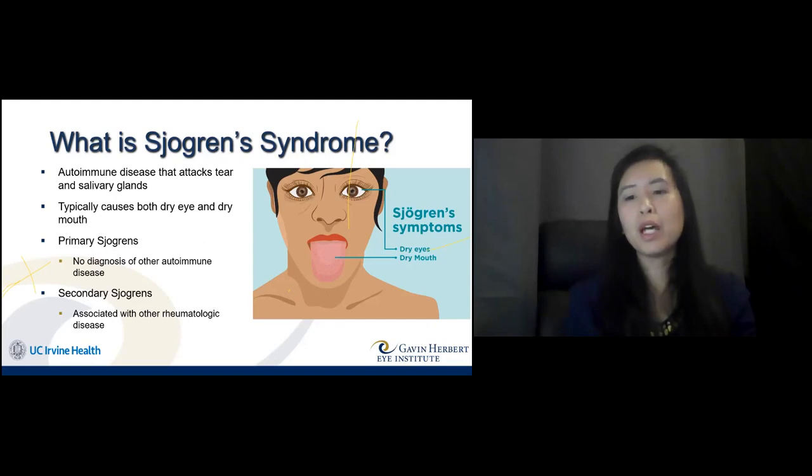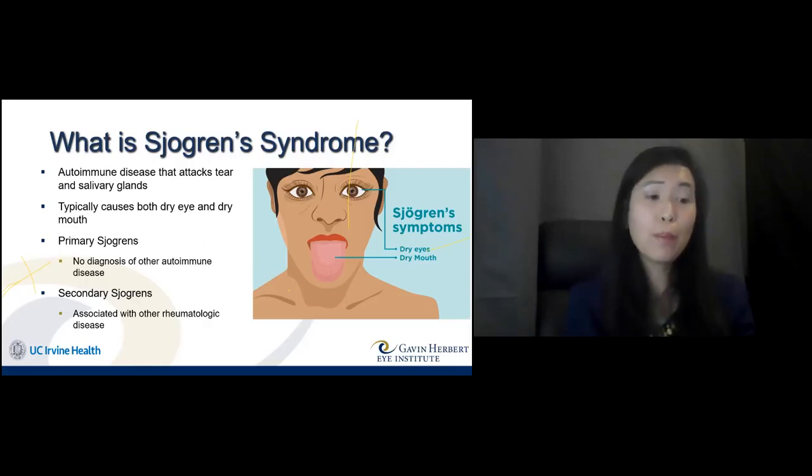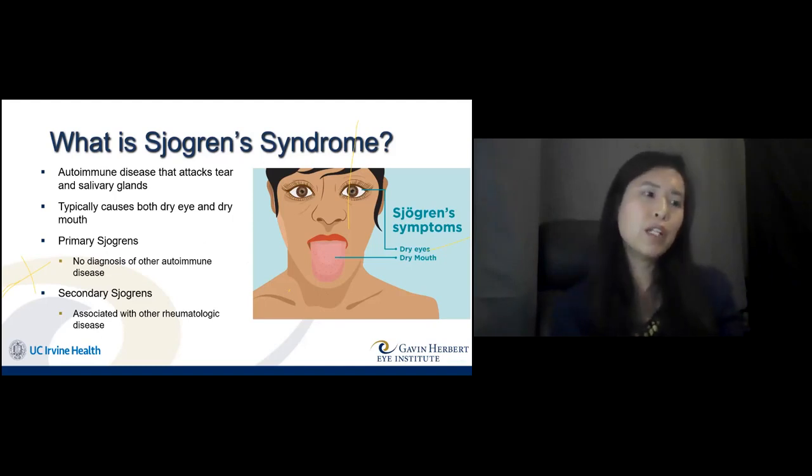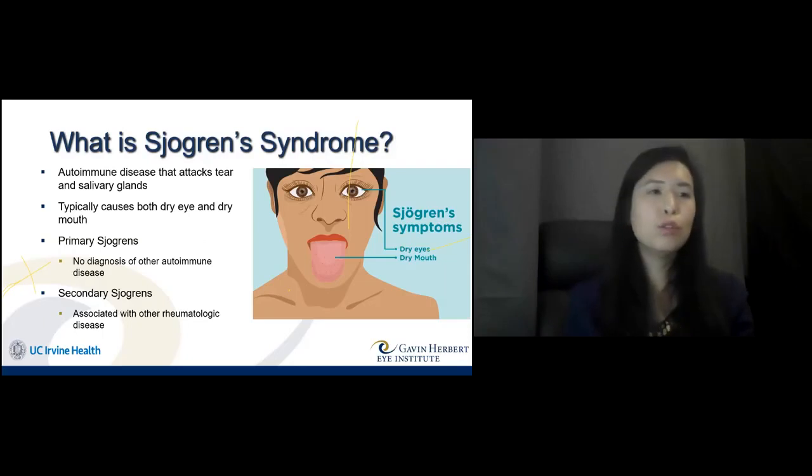So sometimes I, as the ophthalmologist, will ask the patient, do you have dry mouth symptoms? And if what I'm seeing on the eye and the fact that they have dry mouth makes me suspicious for Sjogren's syndrome, but they don't, say, already carry a diagnosis of rheumatoid arthritis or scleroderma or lupus or some other autoimmune disease, I might actually pursue a workup for Sjogren's syndrome. And that involves blood tests and some other types of tests.